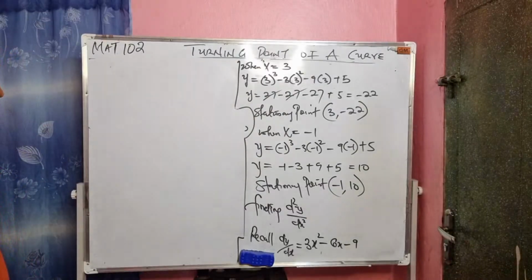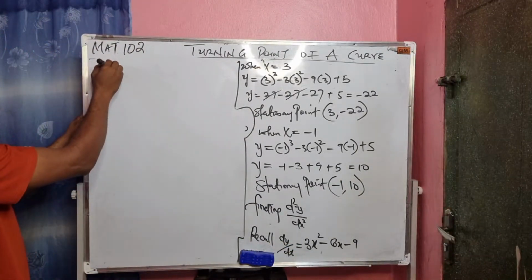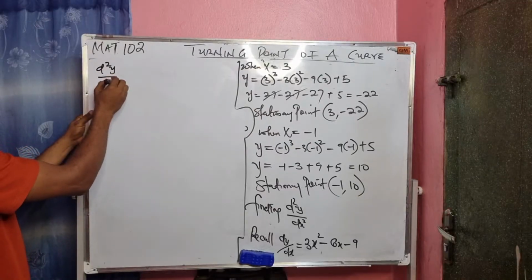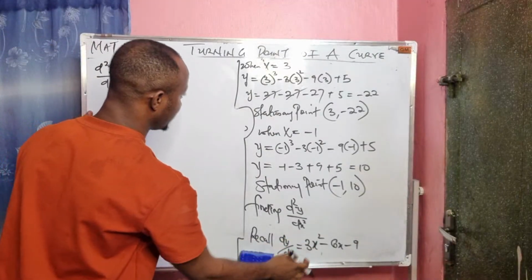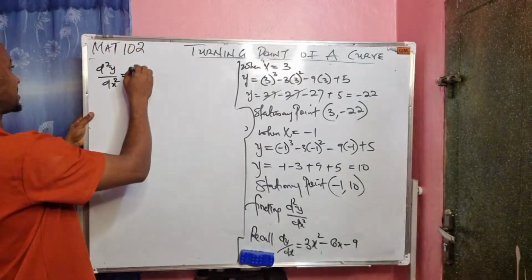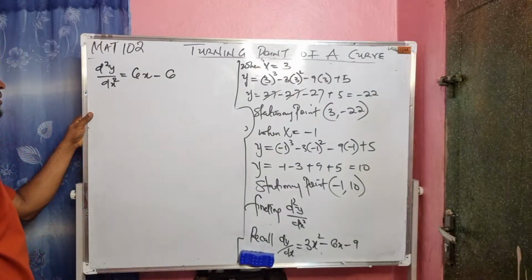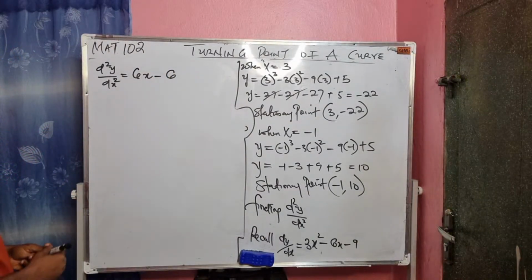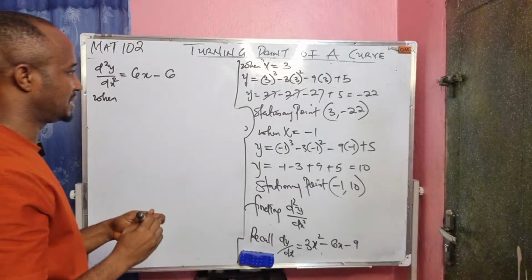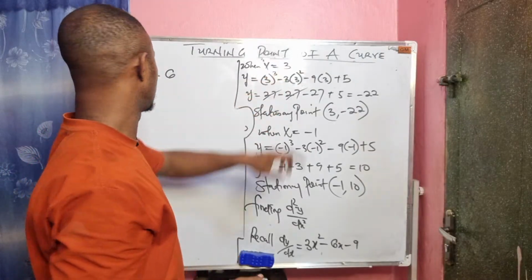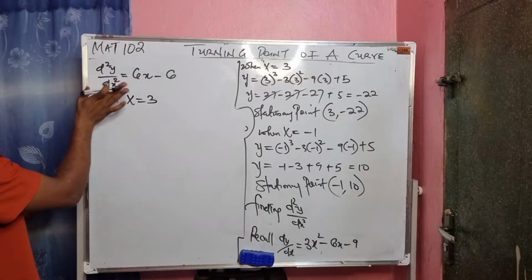So let's differentiate and see our second derivative function, d²y/dx², which will be 2 times 3, giving us 6x minus 6. That is our second derivative function. Okay, so we have to say when the first value of x we have is 3. So when x equals 3, let's see what the nature of this is.